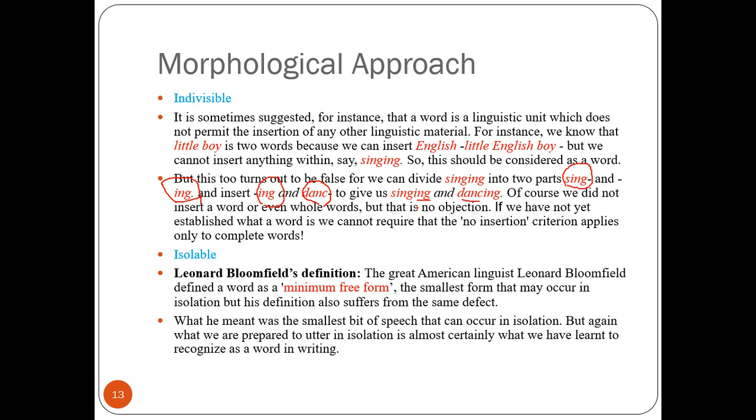Now move on to the second feature, that is isolable. It means that it must be free. It is a free form. It may occur freely. For example, in the example above, this sing is a word, because it can occur freely, and this ing is basically not a word. Why? Because it cannot occur freely. It has to be attached to something. So ideally sing is a word, and this ing is not a word.